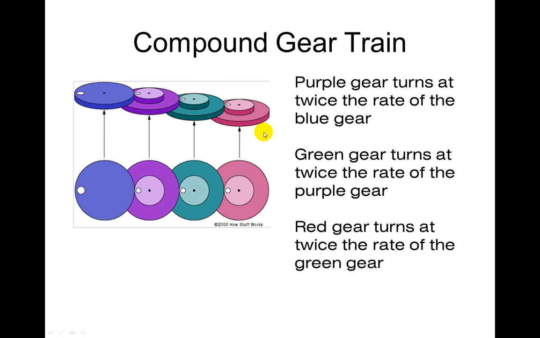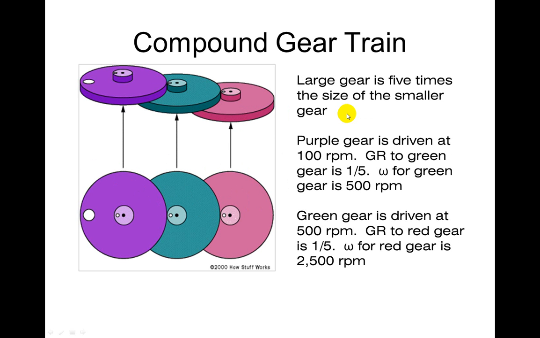Going a little bit farther, the purple gear turns twice the rate of the blue gear. The green gear turns at twice the rate of the purple gear. And the red gear turns at twice the rate of the green gear. This is how we can speed up the last gear, by using these compound gear trains. If we want to increase our torque, though, we would not want to increase the speed. Instead, we would maybe use a smaller gear going to a bigger one to decrease the speed if we're wanting to increase our torque.